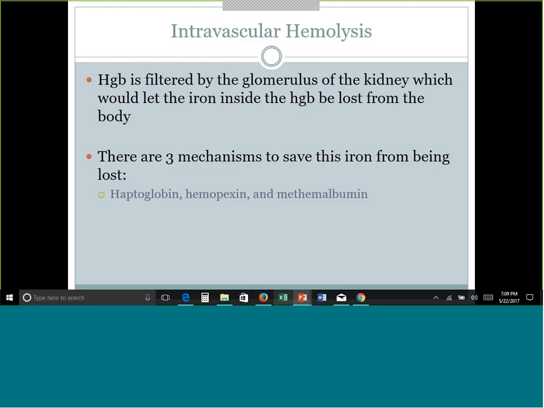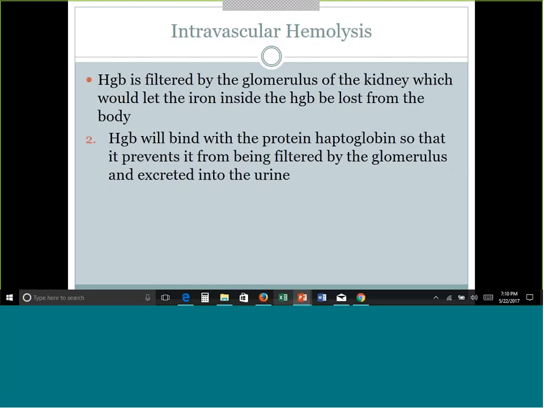We want to try to save the iron inside the hemoglobin. We want to try to save those amino acids and just basically reuse what we can. So we're trying to save it. We don't want all of it to get filtered out. So we have 3 ways that we can try to save this hemoglobin and the iron and amino acids in it from being lost through the kidneys. We use haptoglobin, hemopexin, and albumin. Those 3 proteins are going to become involved here.